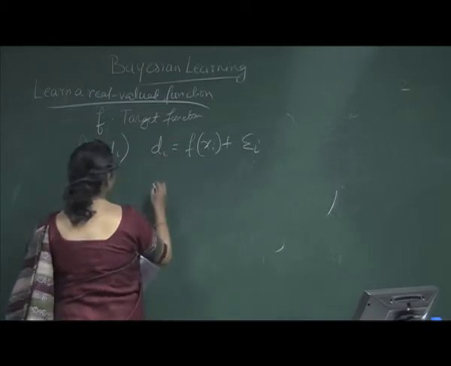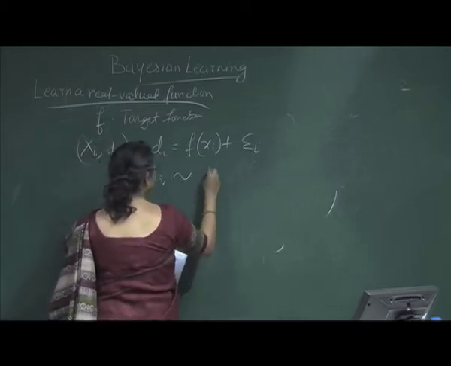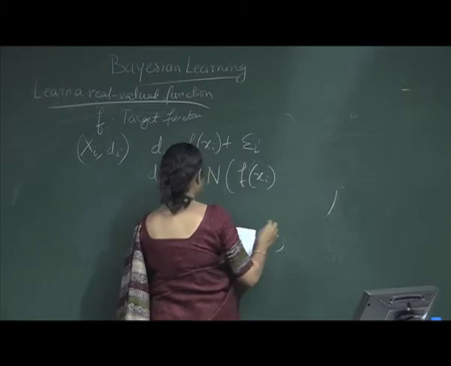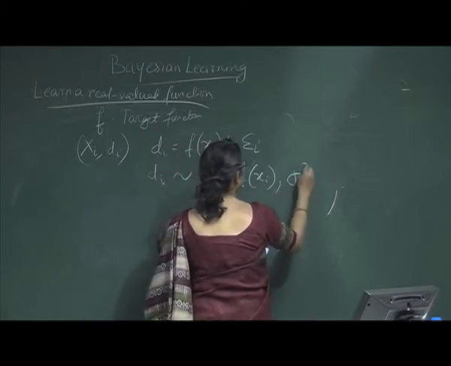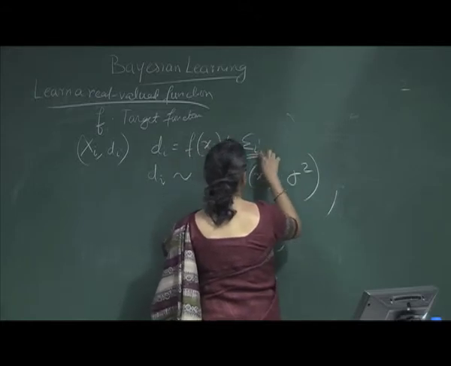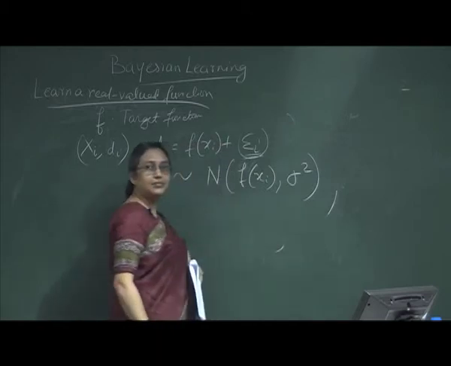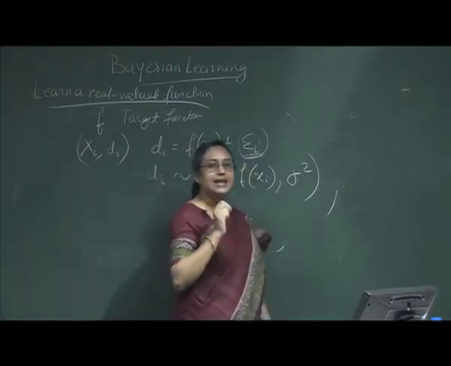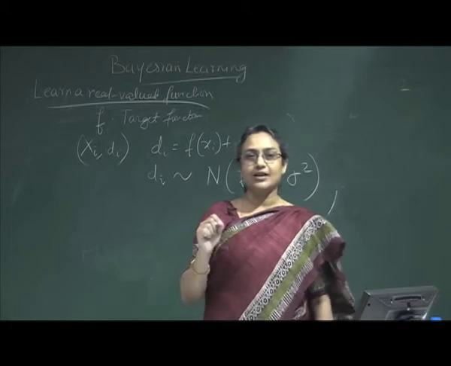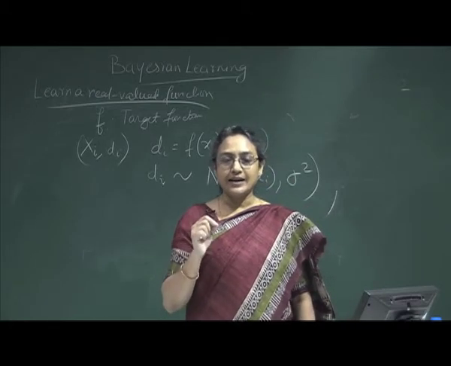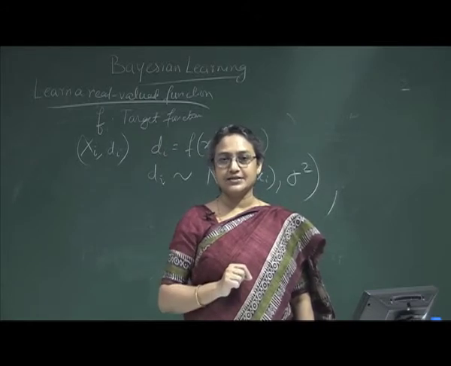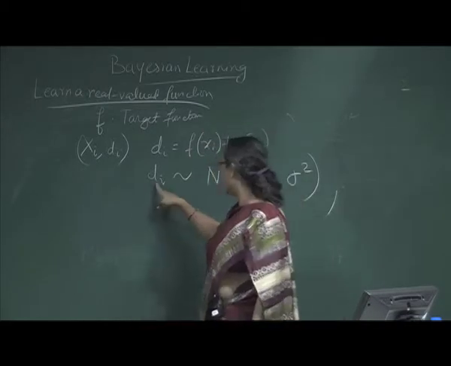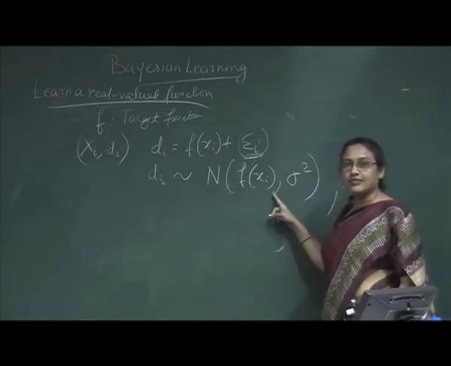So, we can think that d_i is coming from a normal distribution whose mean is f(x_i) and whose error is given by sigma square, where sigma square is the variance corresponding to this error term. So, this is how the data is being generated, and let us assume that epsilon_i is independently generated for the individual instances. So, epsilon_i are independent for different instances, and it is a Gaussian with 0 mean and variance sigma square, and therefore, we can say that data is generated as normal distribution (f(x_i), sigma square).